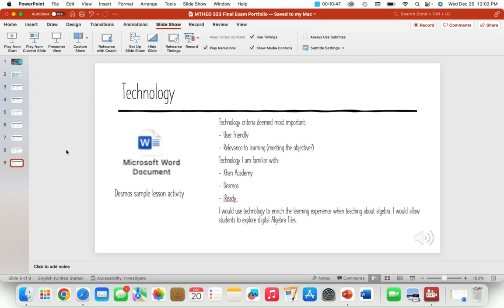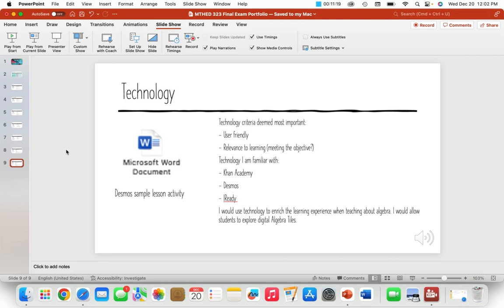And then lastly, technology. Technology is a great tool to include within your classroom, but it's important that it is just an additional tool and does not take away from your actual instructional activities. So, some of the technology criteria that I thought was most important was it needs to be user friendly as well as relevant to the learning. It needs to meet the learning objective. If the technology is not meeting the learning objective, there's no point in including it within the lesson.